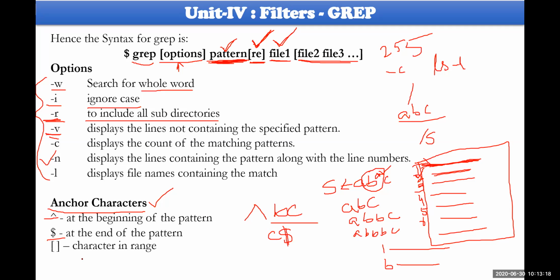And then there are characters in range. In range means, if my file has some T and some P, these two characters will be there in the file, so they can be displayed over here. So these are the anchor characters. Let us examine each of these in a proper way, to see how these things happen.